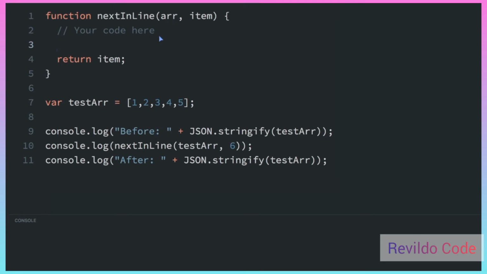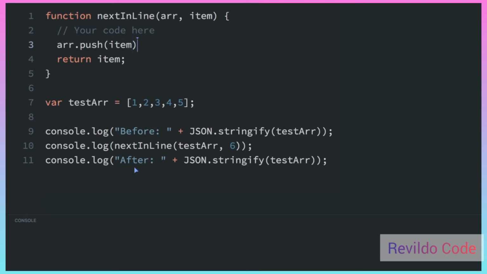The first thing is to add the item onto the list. So we see right here, next in line, passed in the test array and 6. We're calling this function next in line. We're passing in this test array here and the number 6. We want the number 6 to be added to the end of the array. So we'll just do arr.push, and then I'll put in num. Just like that. Oh, actually, it's item.